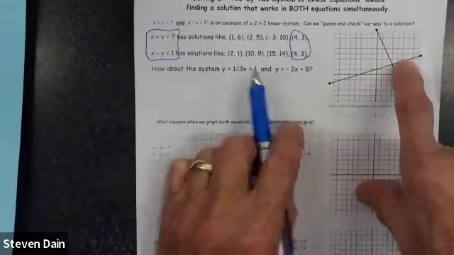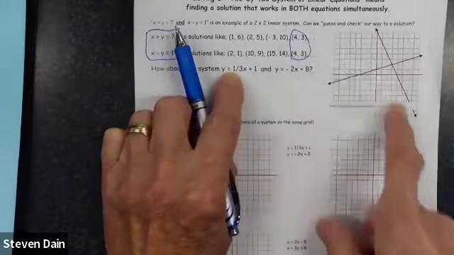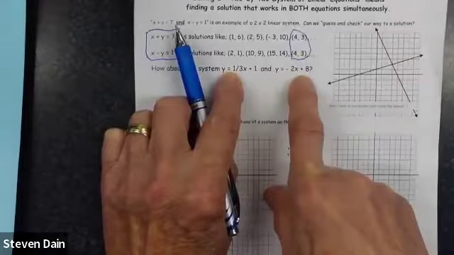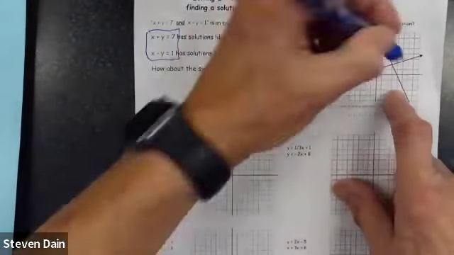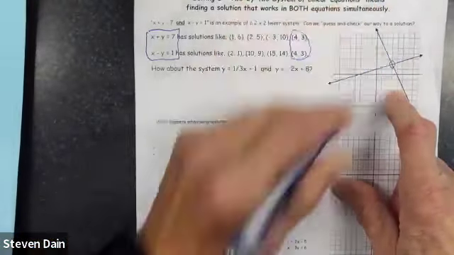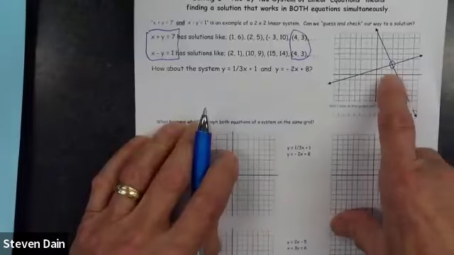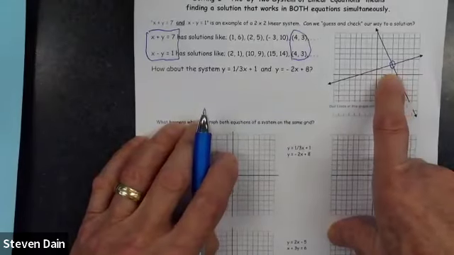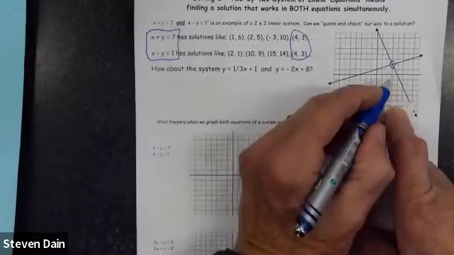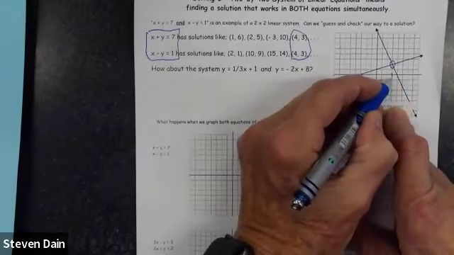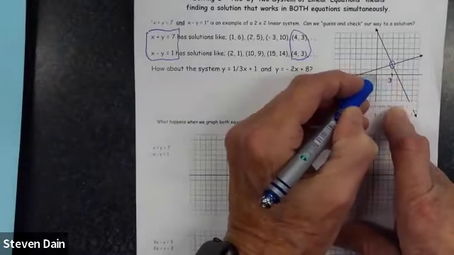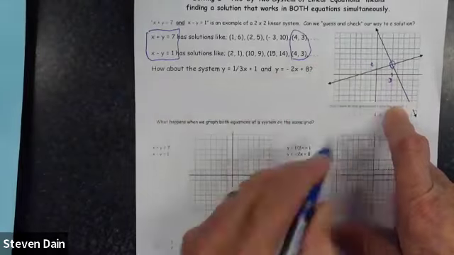But remember what I said a minute ago. Everything on here is a solution to that. Everything on here is a solution to that. So what's so daggone special about that point? It's going to work in both equations at the same time. And what is this point? What is this wonderful point? It's 3 for x and 2 for y.